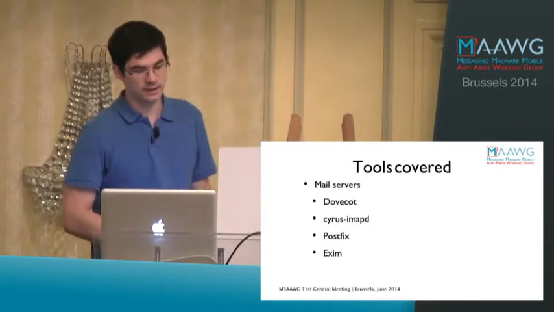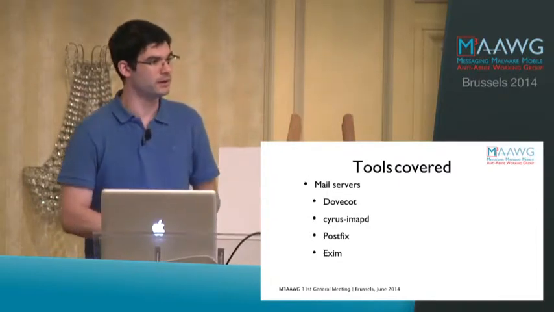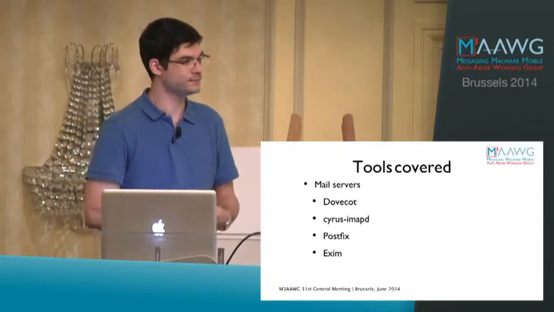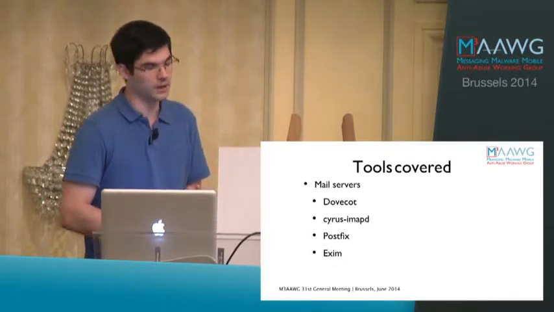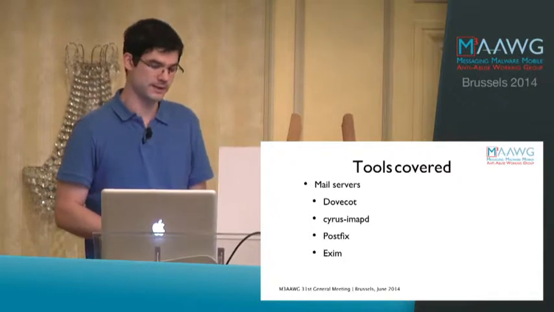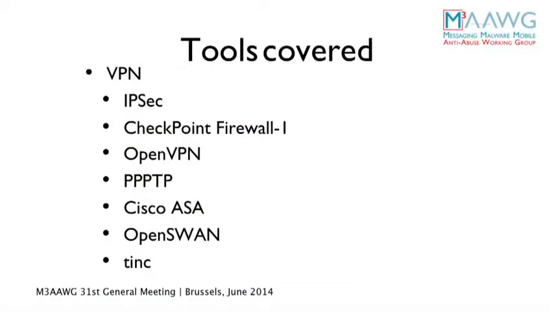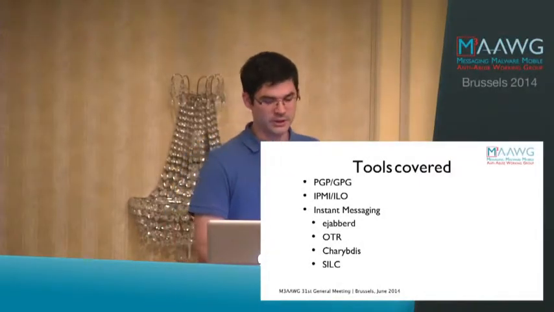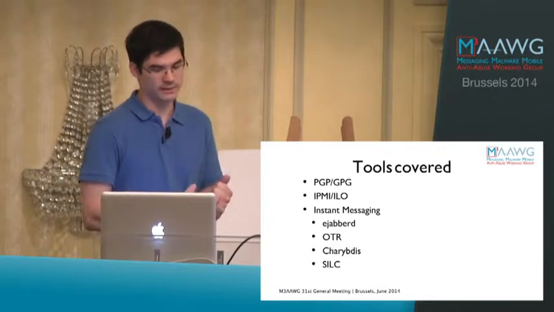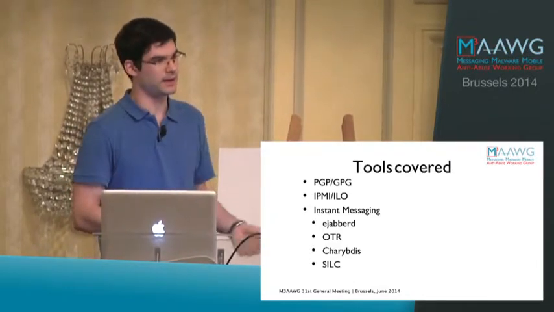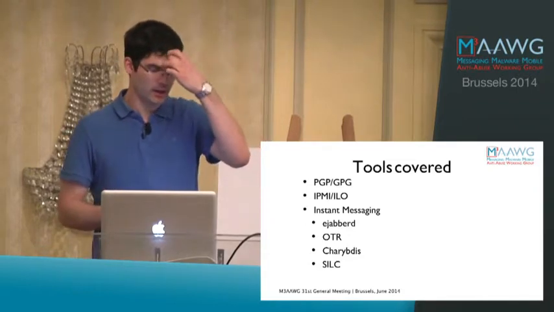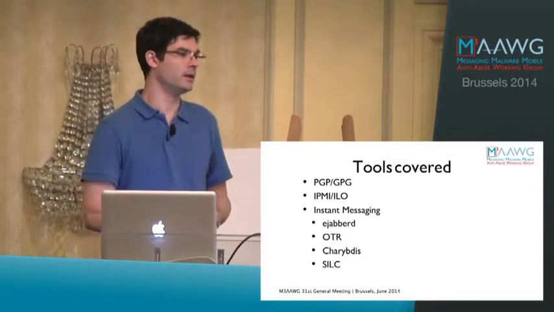For SSH, we have OpenSSH and the two Cisco implementations, which are common on Cisco devices, so Cisco ASA and Cisco IOS devices. We have the mail servers, then again, probably the most common, except Exchange, which is not there. We have Dovecot, Cyrus, Postfix, and Exim. We have VPN with a good list, I think, with IPsec, Checkpoint, OpenVPN, PPTP, Cisco. So we also have mail encryption with PGP, GPG, instant messaging encryption with ejabberd on the server side, OTR for message encryption, Charybdis, SILC, and IPMI and iLO.